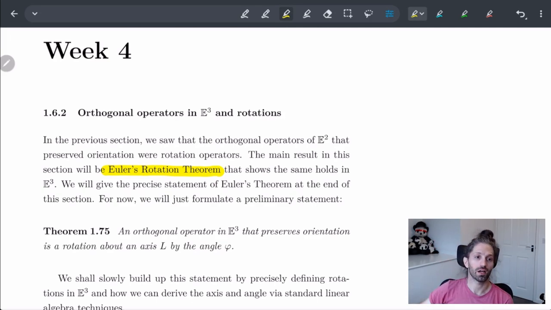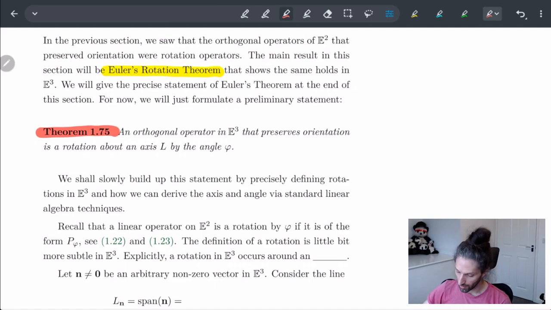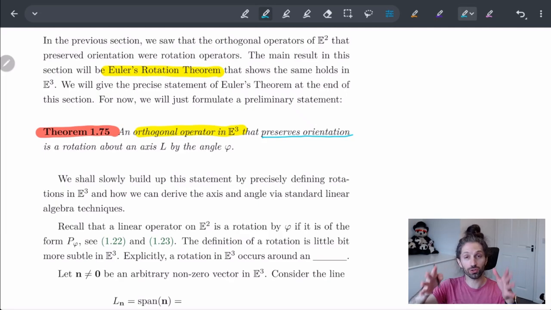in this video, but eventually we will get to the theorem, which is basically that if I have some orthogonal operator in E3 that preserves the orientation. Remember that in two dimensions, rotations preserved the orientation, whereas reflections flipped the orientation. And remember, orientations can either be the same or opposite. We just stated one to be left and one to be right orientation. A little reminder, since it's been a while since we saw videos.